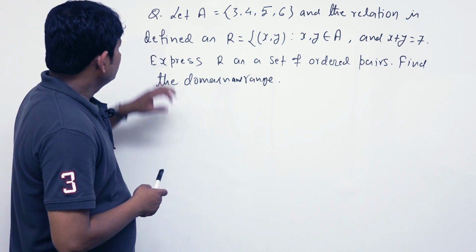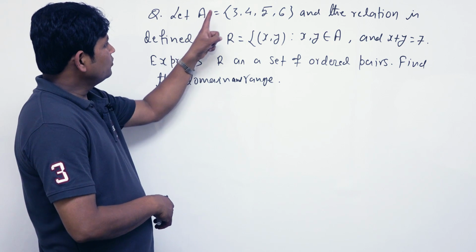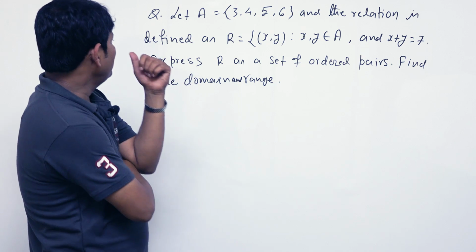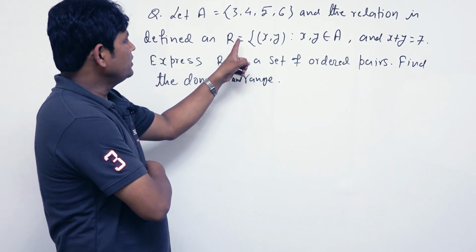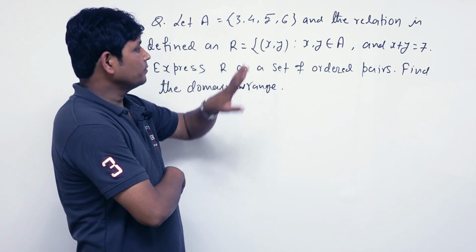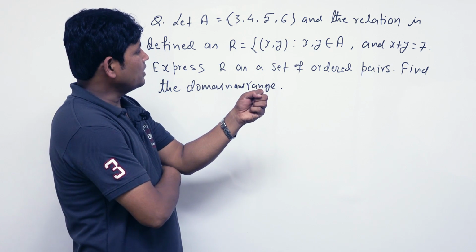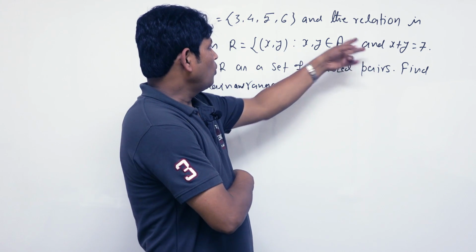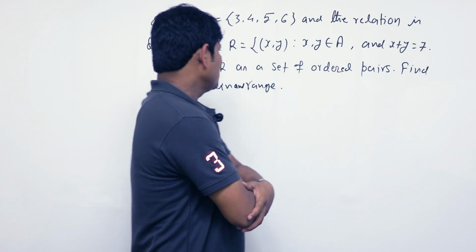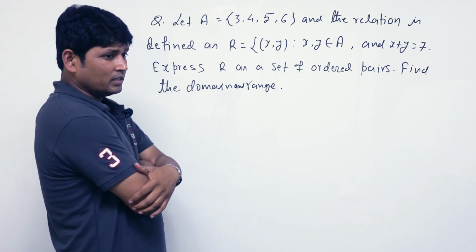Now take one question here. Let A be {3, 4, 5, 6}. One set is given and the relation is defined as R is equal to {(x, y) such that x, y belong to A}. We have to take the value of x from A and y also from the same set A. The relation is that the sum of x and y should always be 7. Then we have to express R as a set of ordered pairs and find the domain and range.